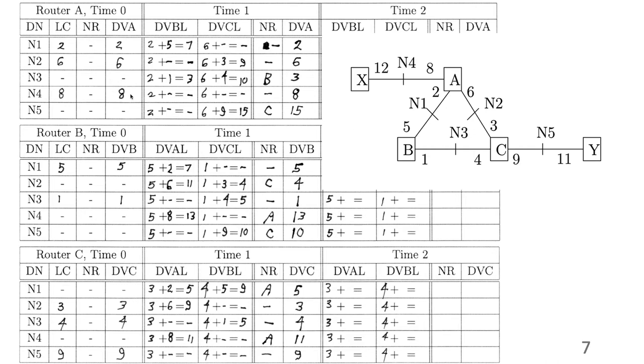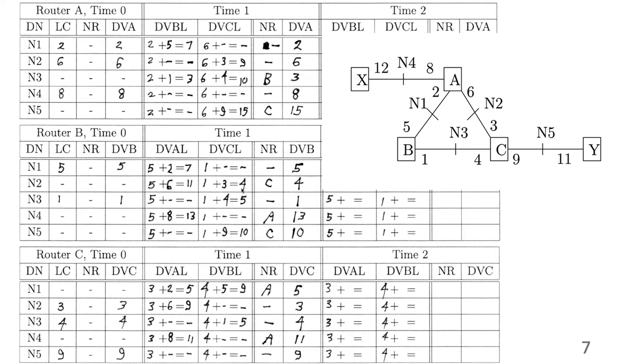On the next line, 8, dash, dash, we would put 8 and dash, there's no next router. Dash, dash, 15, the distance vector is 15, and the next router is C, because this would be the choice. So these are the calculations done by router A. Router B would have similar calculations now. 5, 7, dash, the minimum is 5, and so there's no next router, because B can put the packet on network N1 directly at a cost of 5, shown here in the diagram.